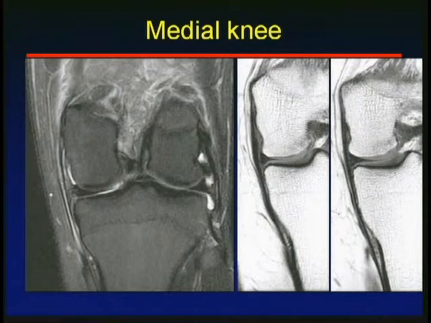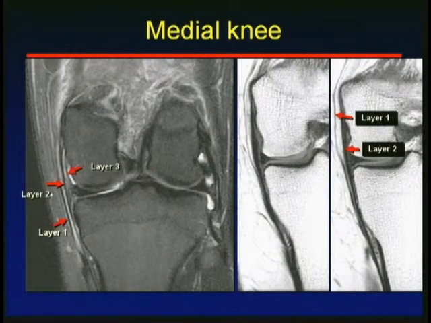We can see these layers on our conventional coronal images as well. This superficial crural layer, which is fascial, is very thin and extends well above the knee joint. The superficial ligament is in layer 2, and then the third layer, layer 3, may or may not be seen. The deep ligamentous structures are more amorphous in their signal.